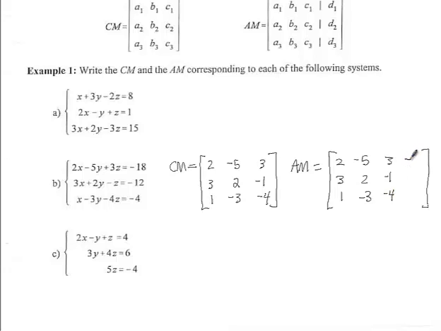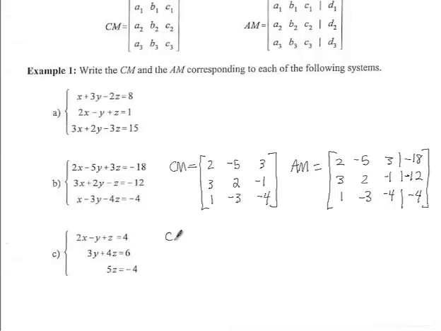And for the fourth column, we enter the right hand side of each equation in our system, the constants. Negative 18, negative 12, and negative 4.